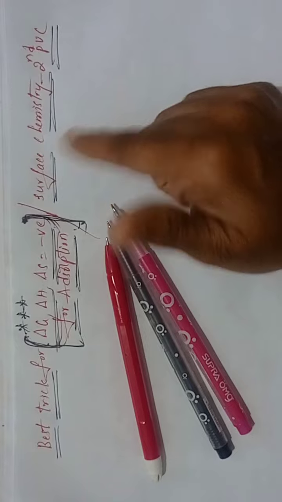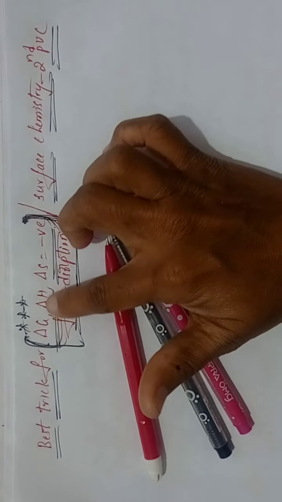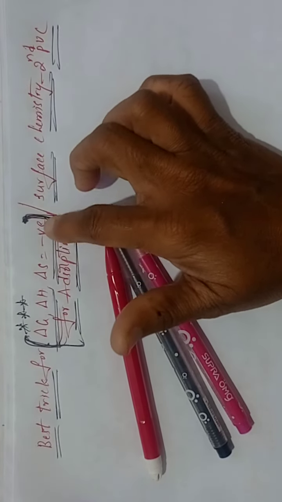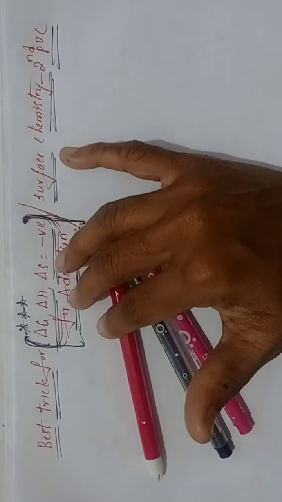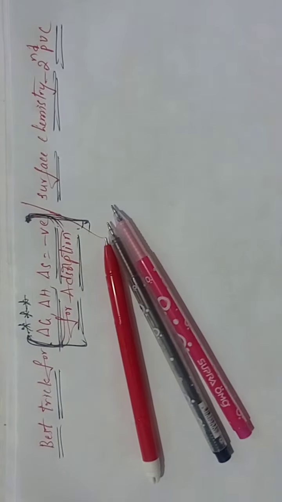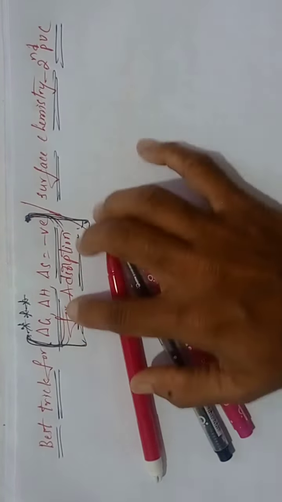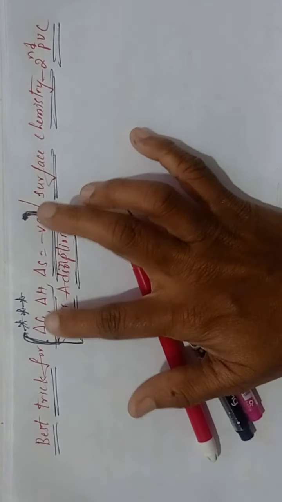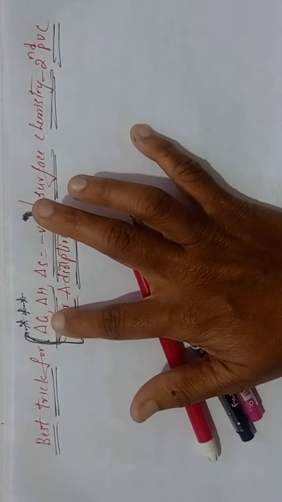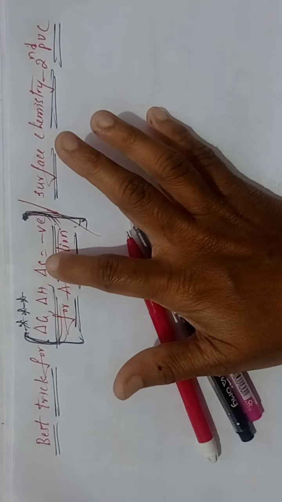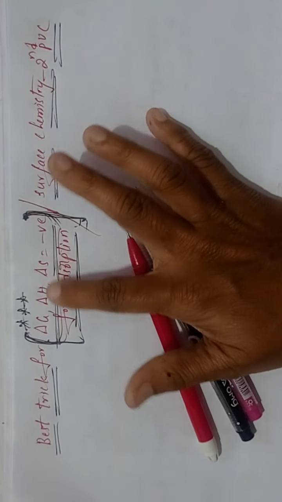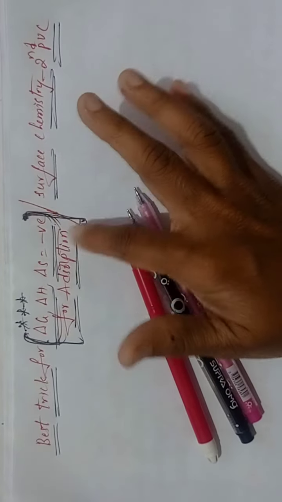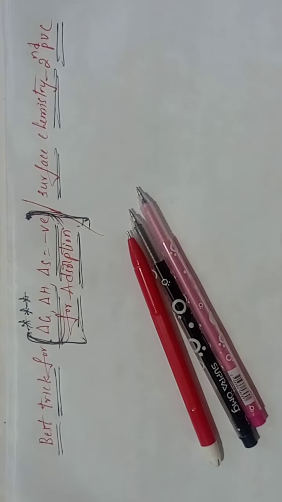Now, this best trick for adsorption, delta G, delta H, delta S negative, I'm going to discuss in this video. Delta G is the change in free energy, delta H is the change in enthalpy, and delta S is the change in entropy. Why are these three negative for adsorption? Now I'm going to discuss.